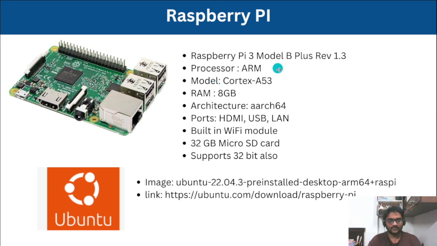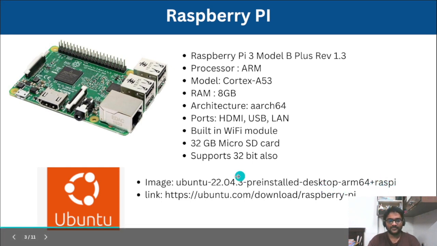And like any other general purpose operating system, this Raspberry Pi has a processor, the model is ARM Cortex A53, RAM is 8 GB, the architecture is ARM64, and ports are HDMI, USB, and LAN. All the ports are available just like any other general purpose computer, and it has a built-in Wi-Fi module. It has a 32 GB micro SD card, and it also supports 32-bit. This is a kind of hard disk for this particular Raspberry Pi. So this is how the Raspberry Pi looks.